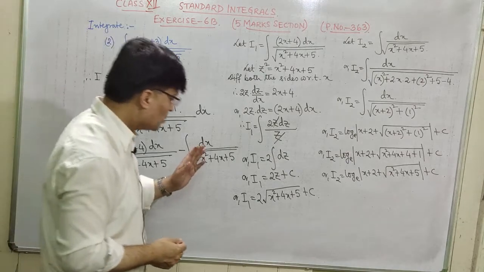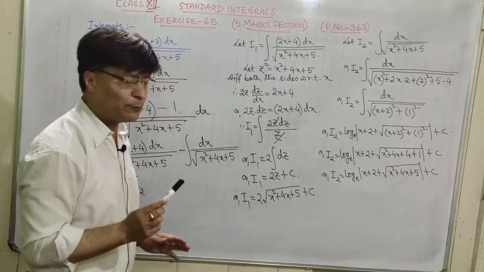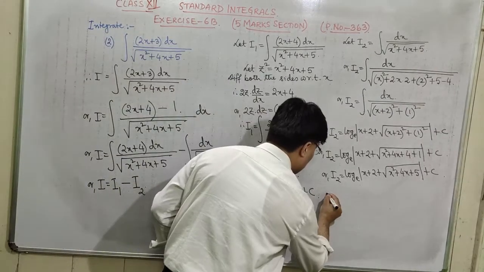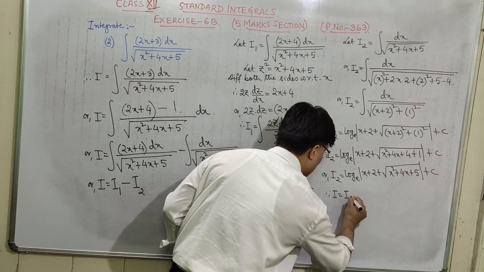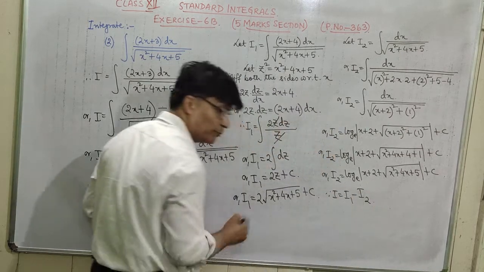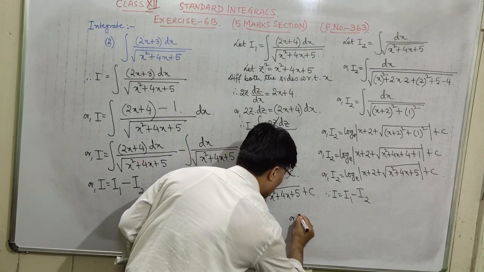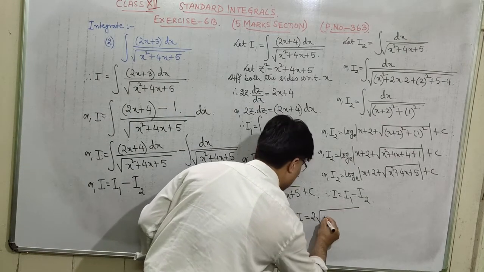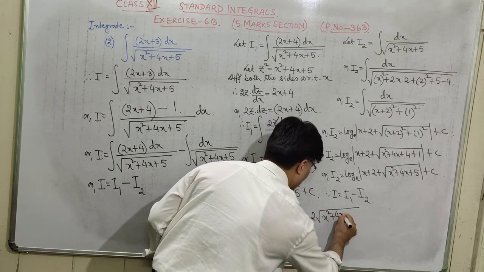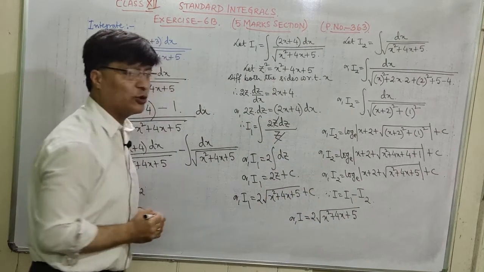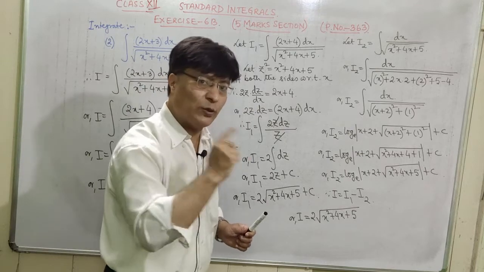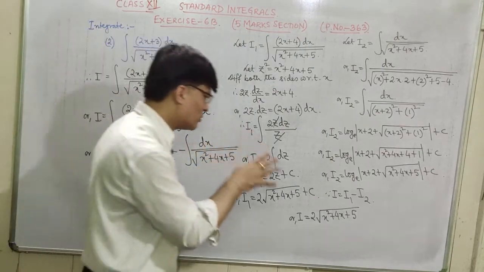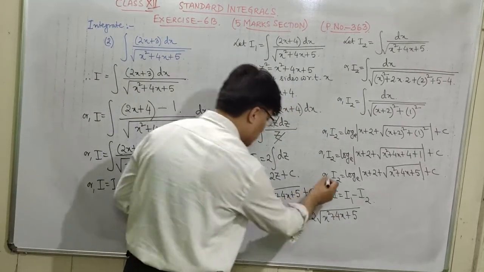So we have got both the values of I1 and I2. Let us put these values of I1 and I2 in I. Since I is equal to I1 minus I2, let us put the value now. So I is equal to, what was the value for I1? I1 is this one: 2 root over x square plus 4x plus 5. Now in this case, you don't have to write this plus c. One c will do. You have to write only one constant of integration, that is c. So don't write plus c again out here. So this is the value for I1.